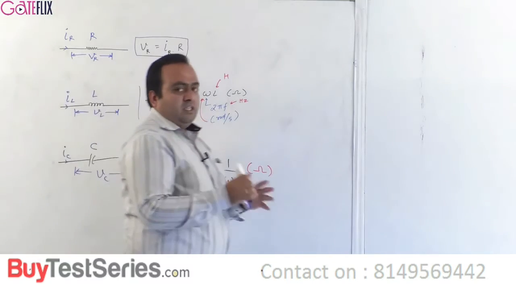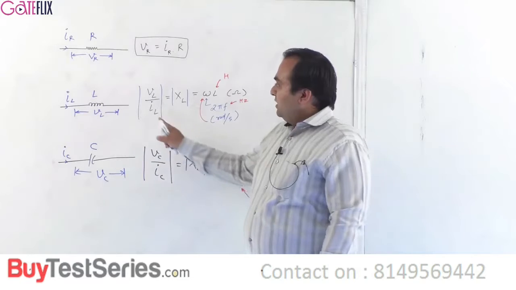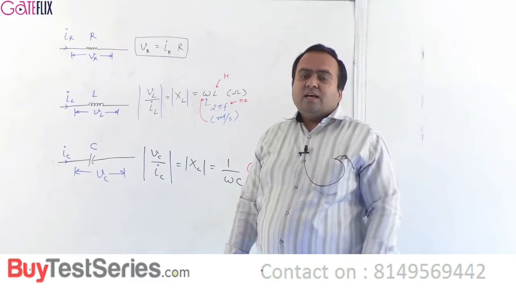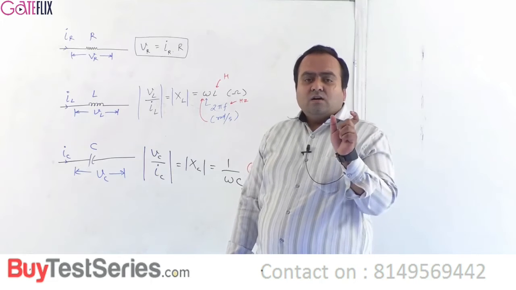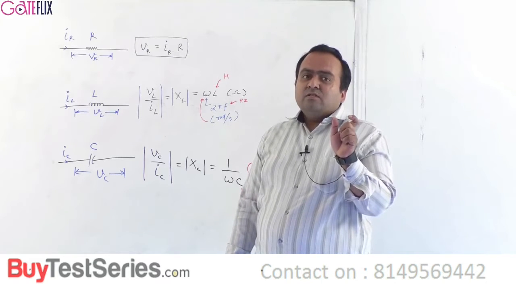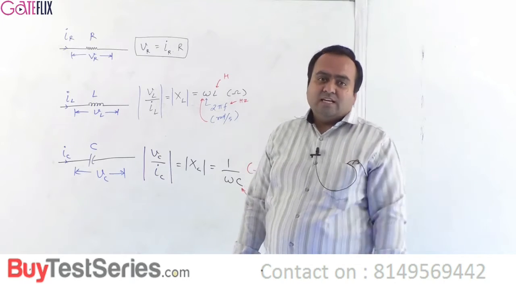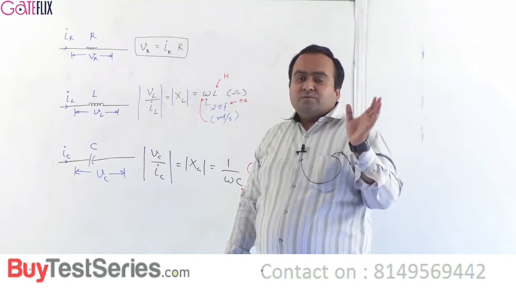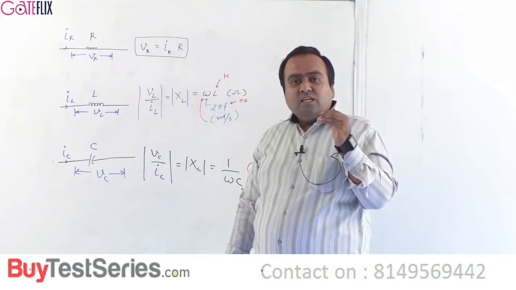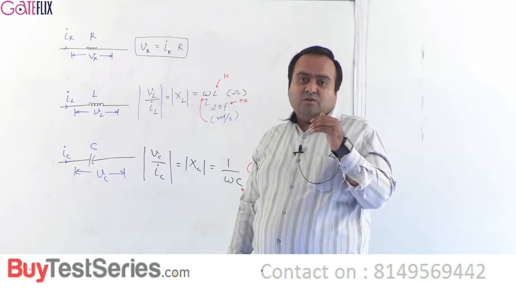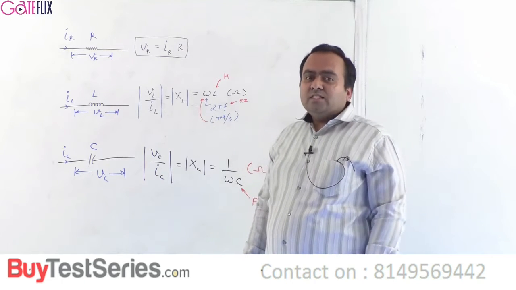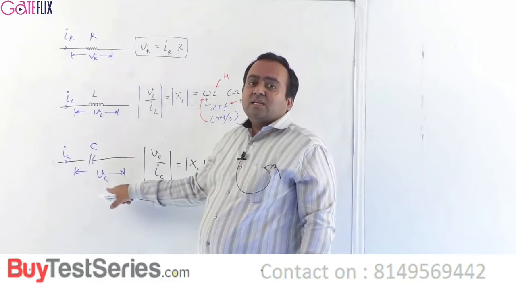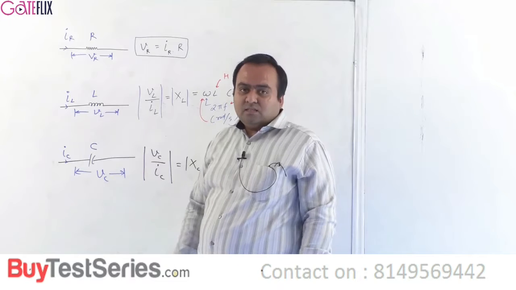Now, by the very nature of the inductor and capacitor, the voltages and currents have a lag angle of 90 degree or lead angle of 90 degree. We generally look at the angle of current with respect to voltage. When we see the angle of current with respect to voltage, it is lagging in case of an inductor and it is leading in case of a capacitor.